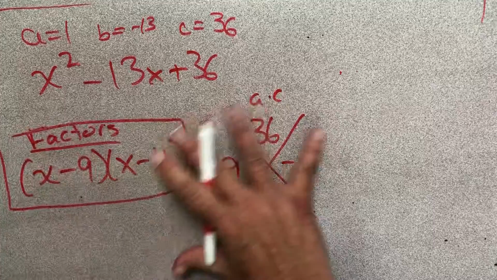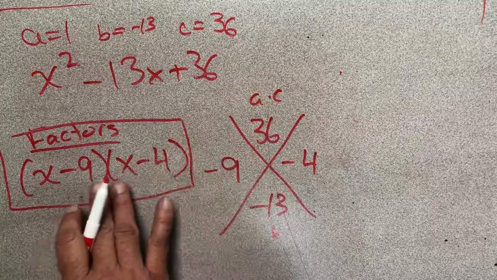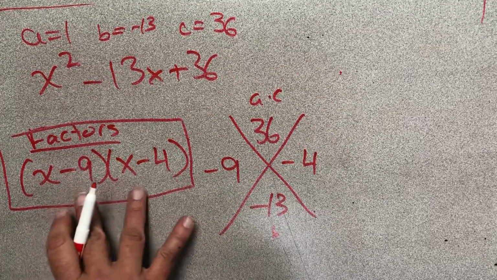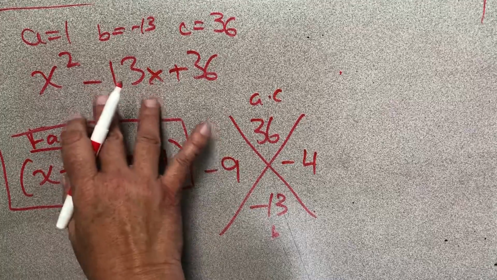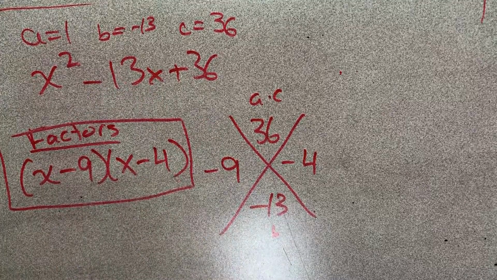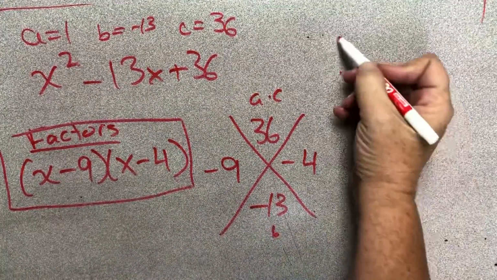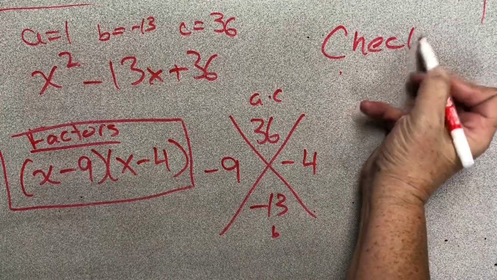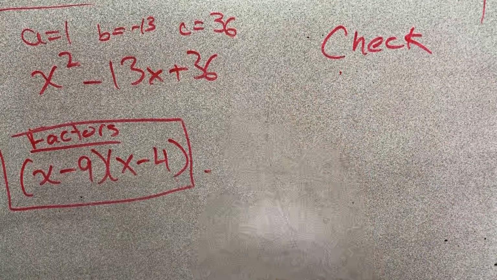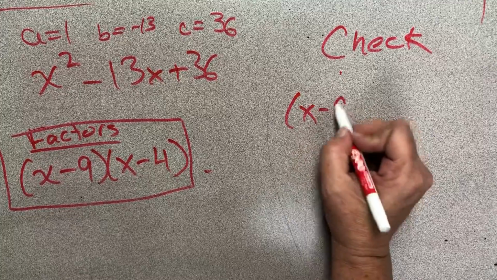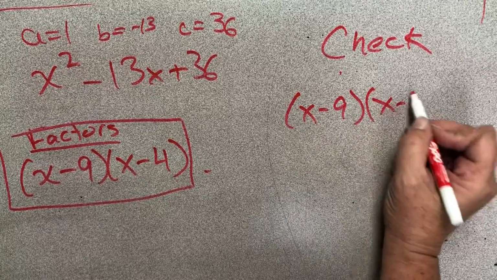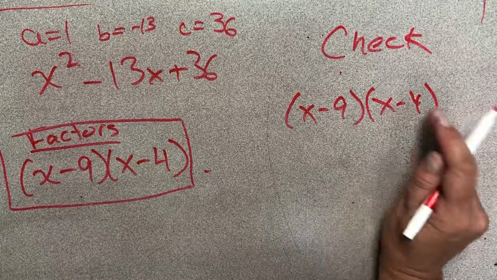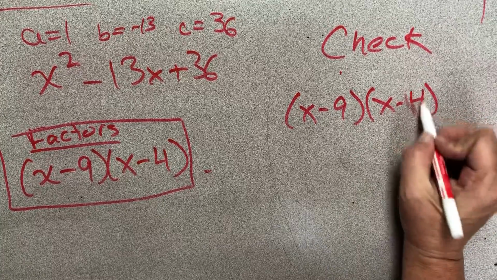By the way, the big X, that's not your answer. That's showing your work. This is your answer. If I multiply these two binomials together, this will be my answer. Let's check by distribution. X minus 9, X minus 4. I'm multiplying them now, and I want you to draw the arrows.